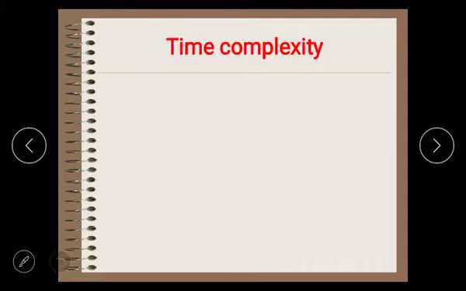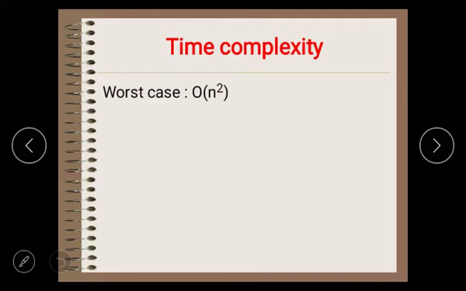Now we will see the time complexity of this insertion sort. So first one is worst case. The worst case time complexity is order of n square. Here the time complexity is measured in terms of the number of comparisons the algorithm is taking. So the worst case time complexity of this insertion sort is order of n square.